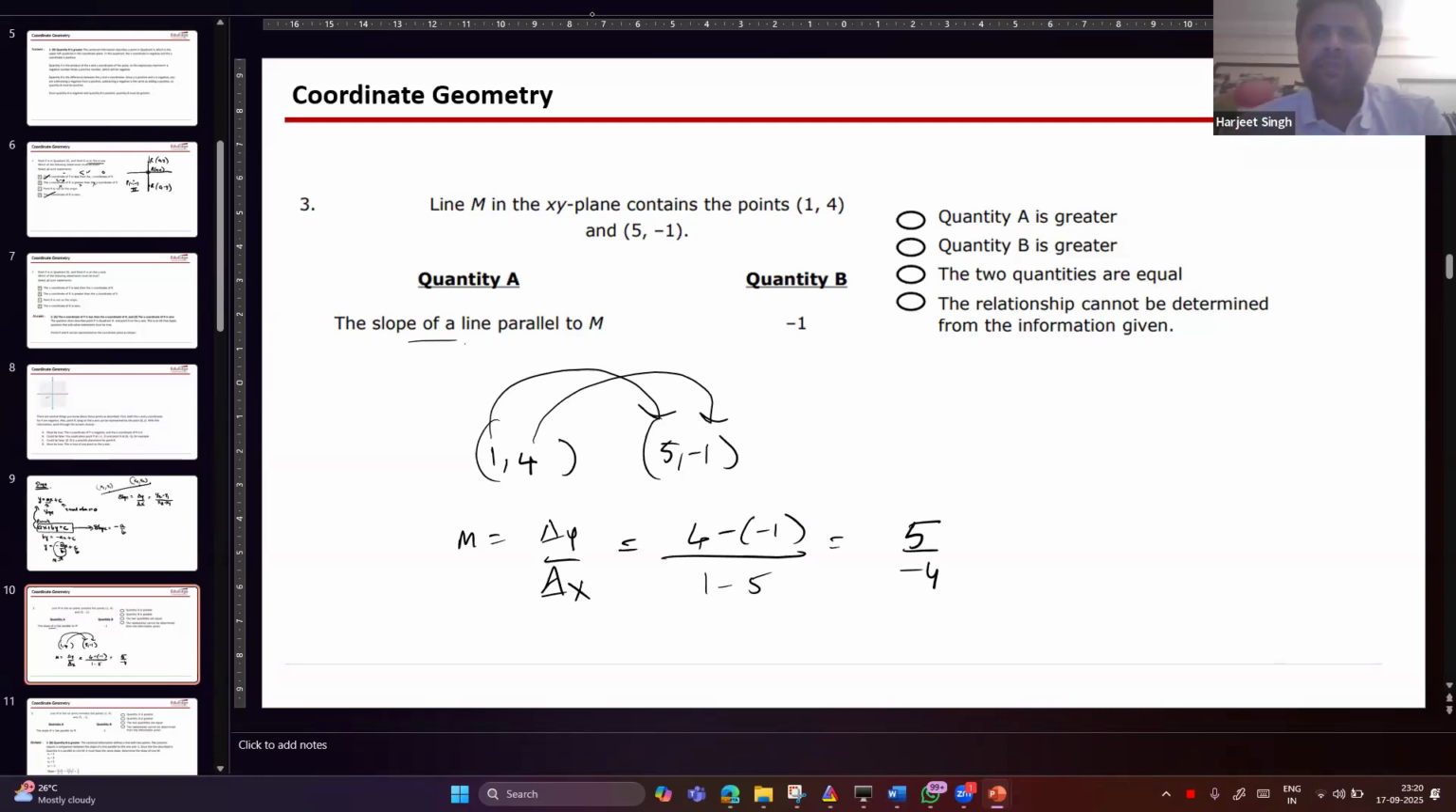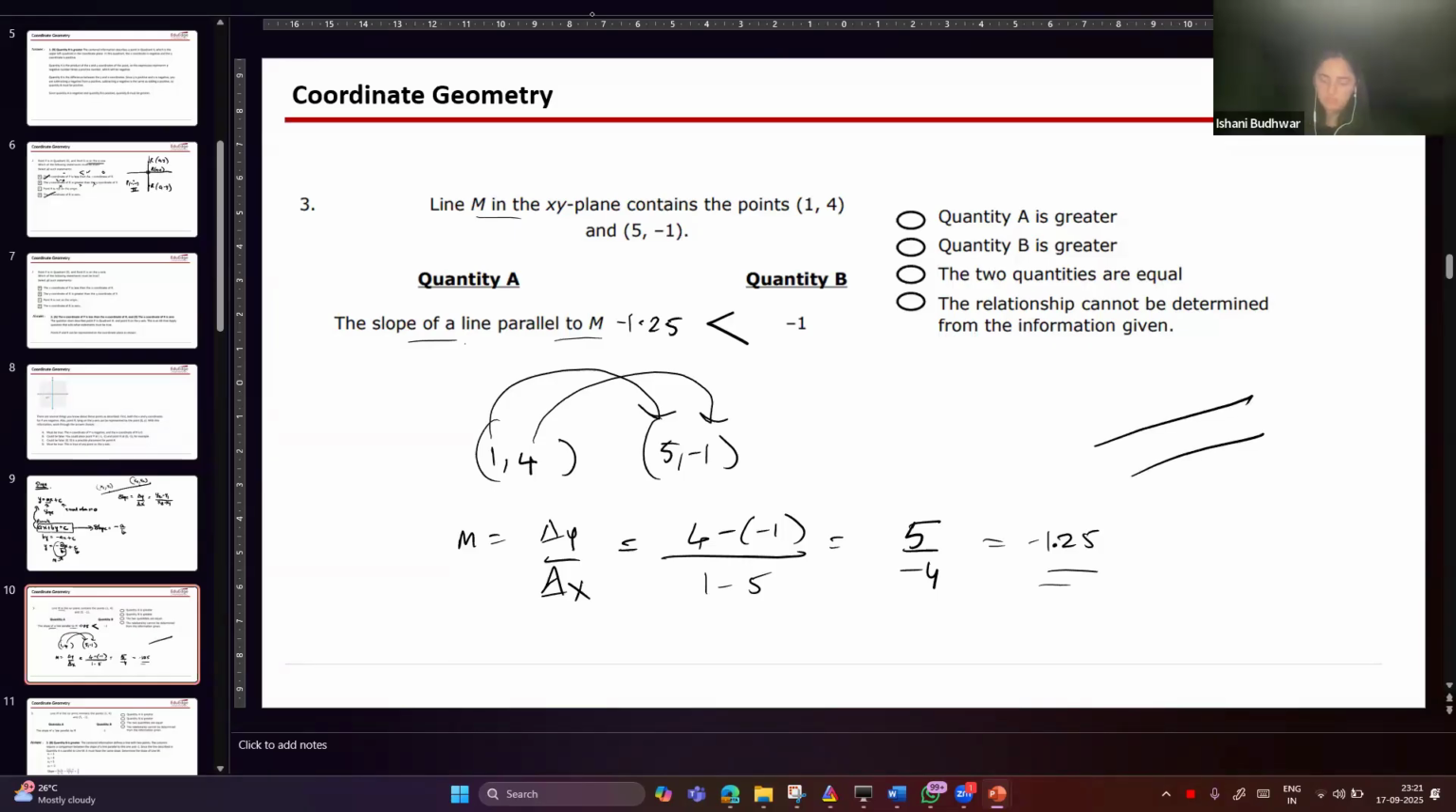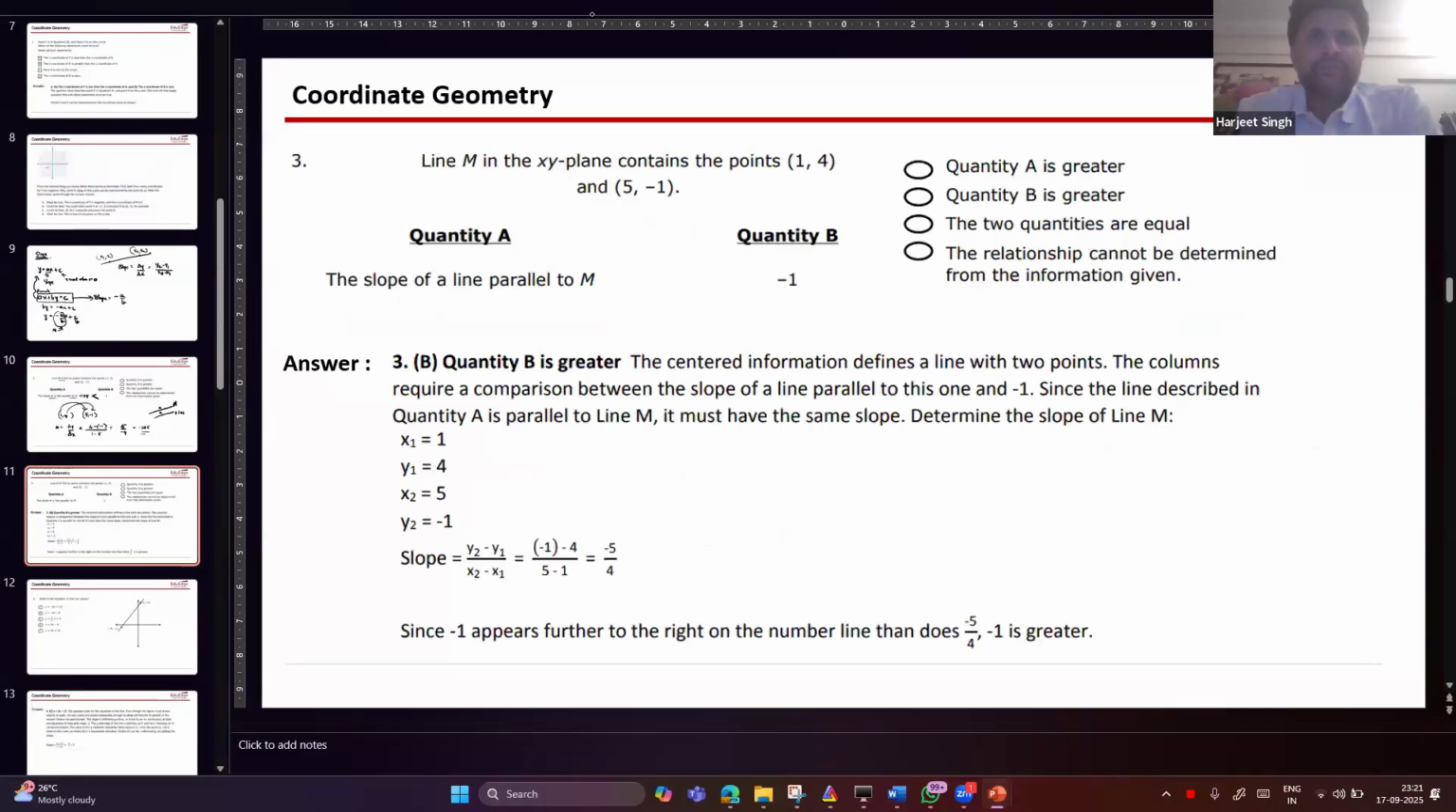Can I say this is minus 1.25? And this will be lower. And it's the slope of a line parallel to M, right? So it will have the same slope. Line M has this slope, and the other line, which is a parallel line, will also have the same slope, M.